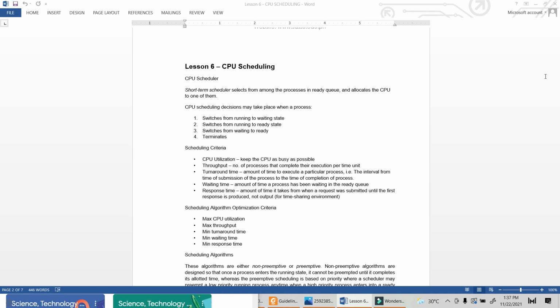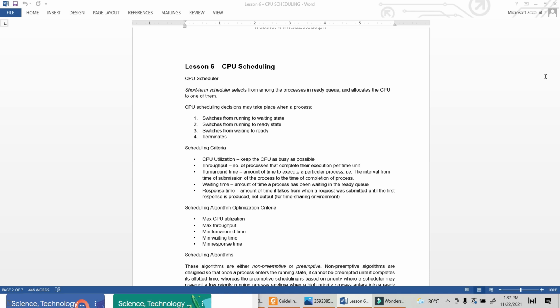And then we also have the waiting time. So the amount of time a process has been waiting in the ready queue. So we have the queue, the processes are being lined up. So those processes that are on the waiting time are what we call naka-queue siya. And then we also have the response time, the amount of time it takes from when the process was submitted until the first response is produced. This is not an output, but it is more on the time sharing environment.